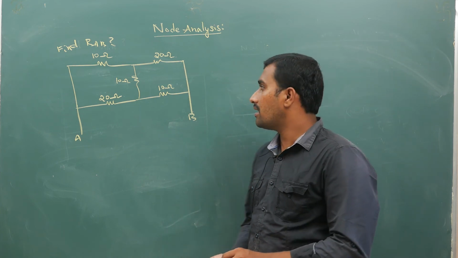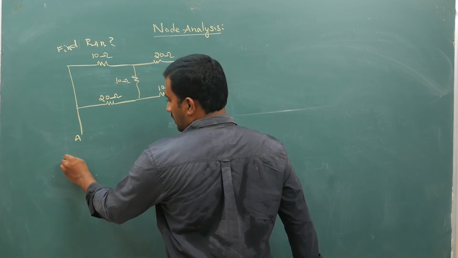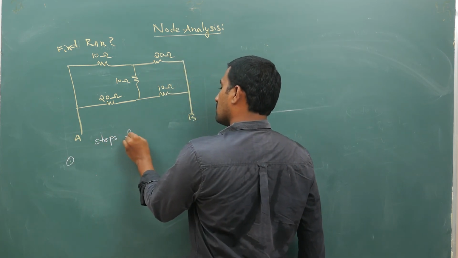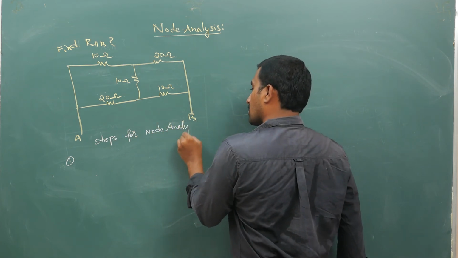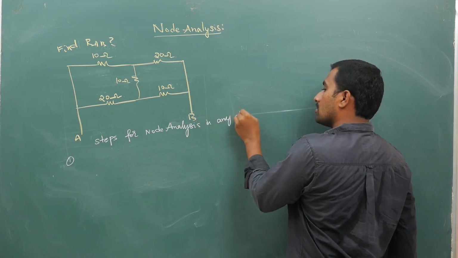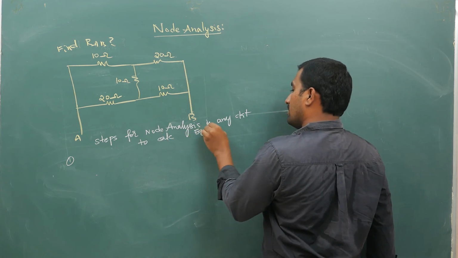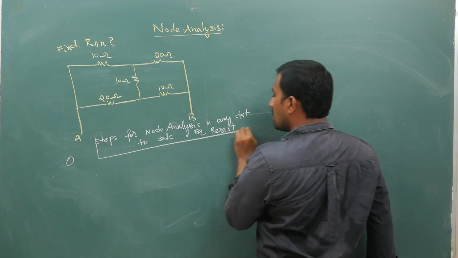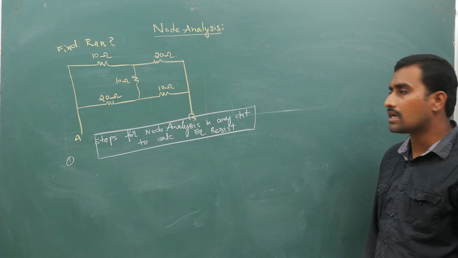Now I'll give the steps. So what are the steps? I'll tell you. Your steps for node analysis in any circuit to calculate equivalent resistance. This is the most basic method. Even though it takes time, you will get the answer for any question that you give me.